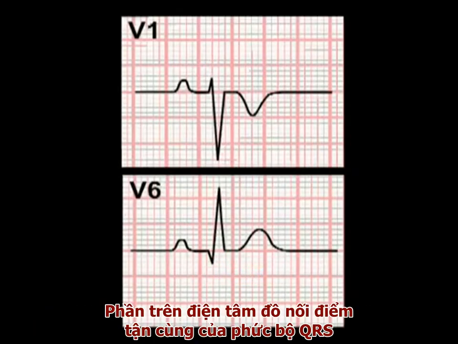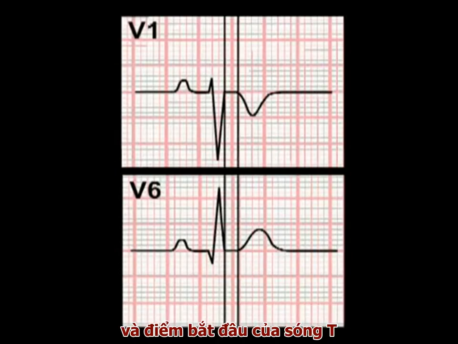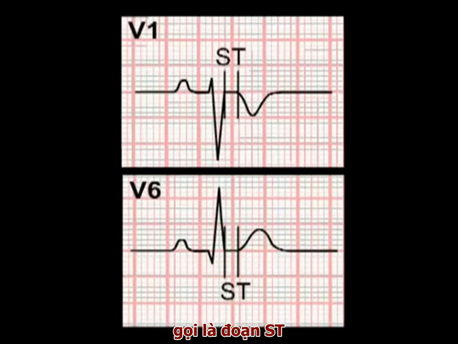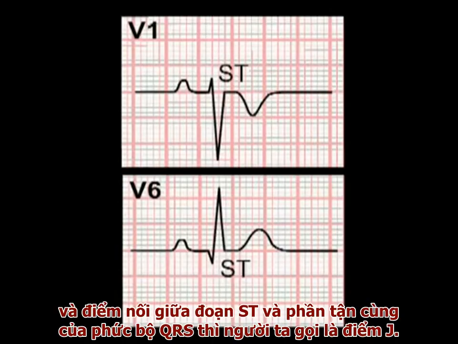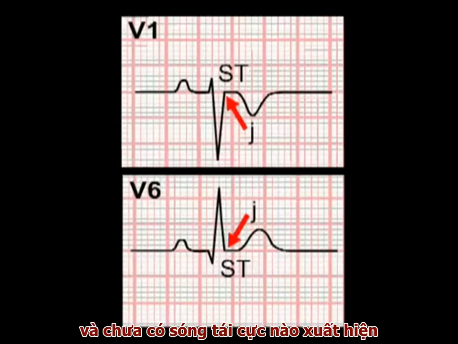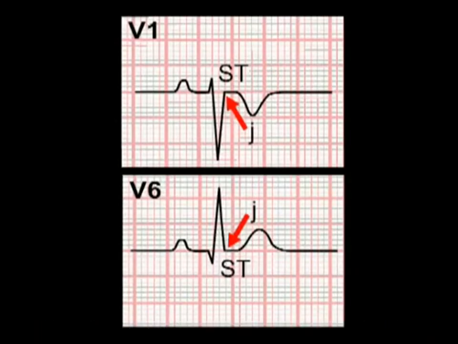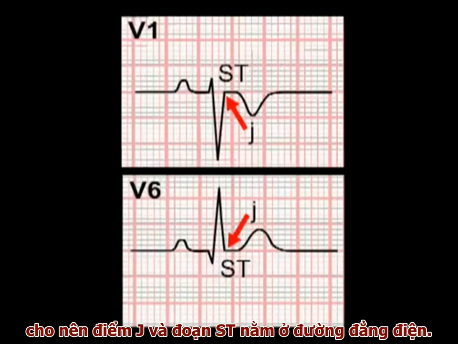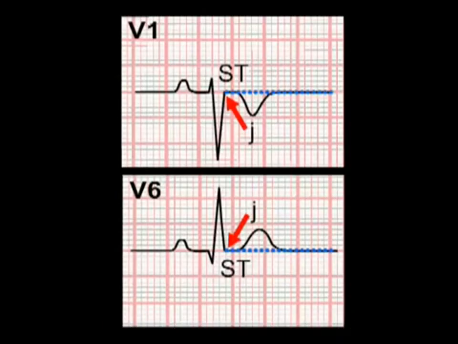The section of the ECG recording connecting the end of the QRS complex and the beginning of the T wave is termed the ST segment, and the junction between the ST segment and the end of the QRS complex is termed the J point. As all of the ventricular muscle mass is depolarized at this time, there is no flow of current through the heart, and the J point and the ST segment should therefore lie on the isoelectric line.